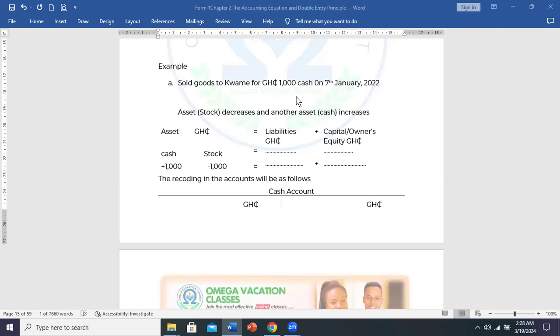I think I'll do this one. The two elements, as we have all seen, is that stock or goods is being sold. So there's going to be a decrease in the goods, which are assets. So there's going to be a decrease in asset. The asset stock, we don't refer to the goods as goods. We use stock to refer to the goods. So the asset stock will decrease. And since the business is getting cash, another asset, cash, will increase. And yesterday we did the analysis.